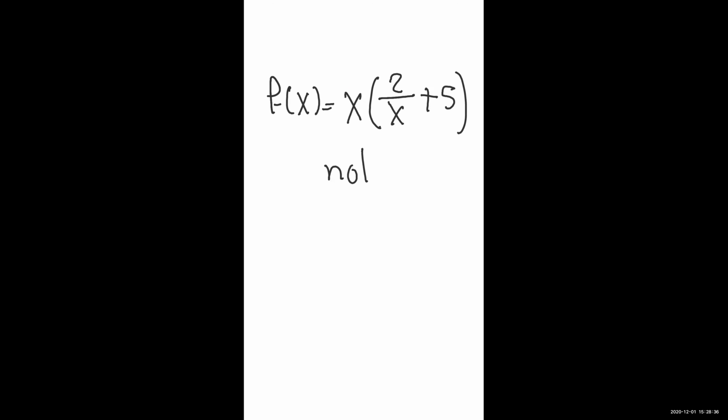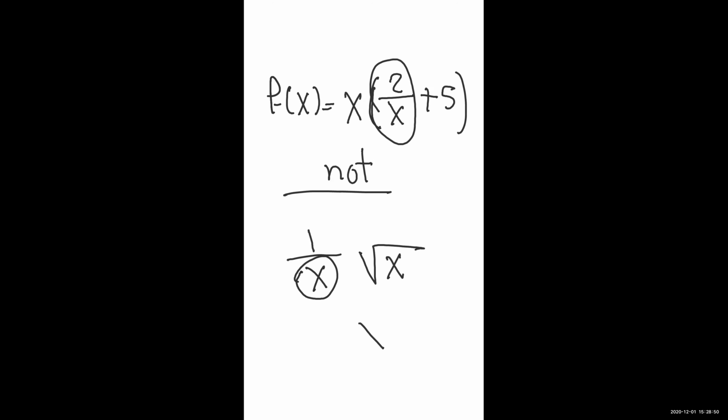Then the next one will be like this. If f of x equals x times 2 over x plus 5. Okay, is this one a polynomial or not? Of course, not a polynomial. Why? Because here 2 over x, we said that we will refuse cases like 1 over x, if x is in the denominator, or a square root of x, or x at the power of negative. So this one, 2 over x, has x in the denominator, so this one is not a polynomial. Okay, so there is no degree or anything.